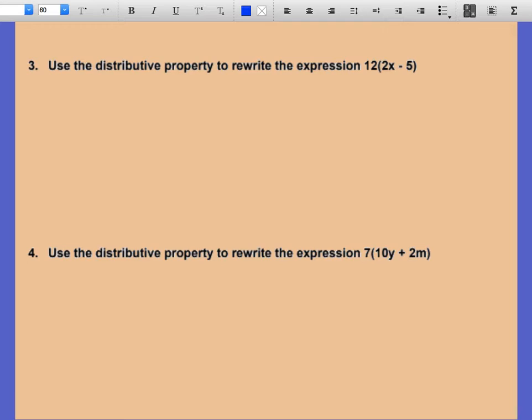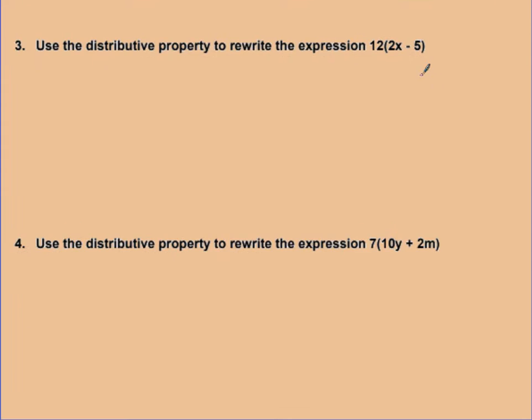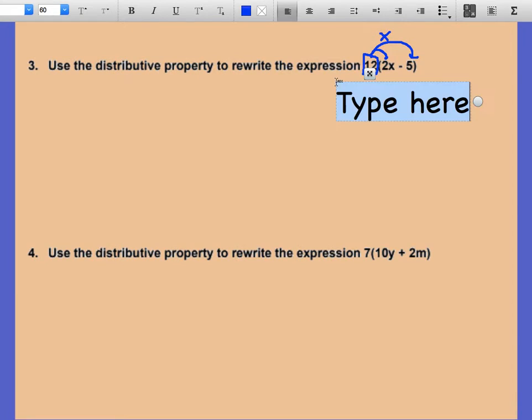Let's check out number 3, use the distributive property. So remember here, when we have a value right next to the parentheses, that means that we're going to multiply by each term inside the parentheses. So we're going to multiply there. All right, I'll write out the steps here just so we see them. So this is going to be 12 times 2x and 12 times negative 5.